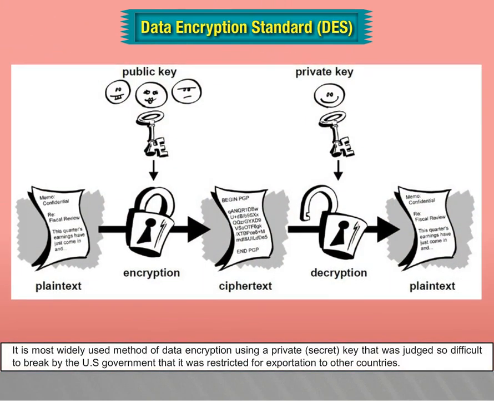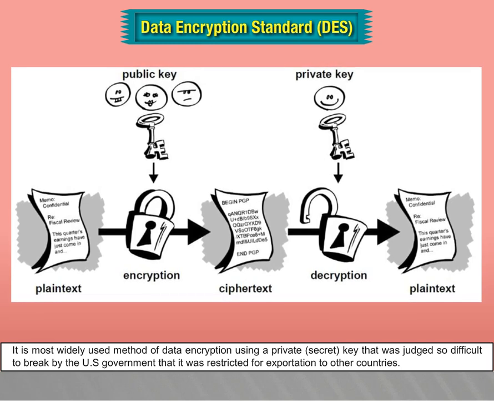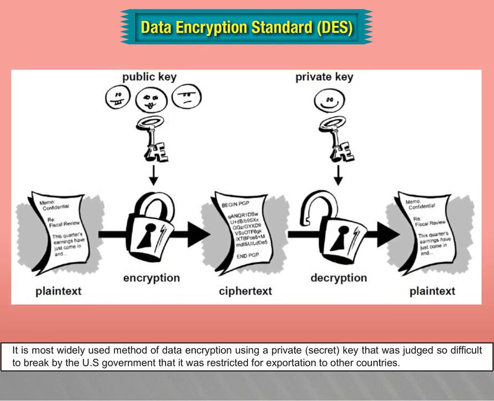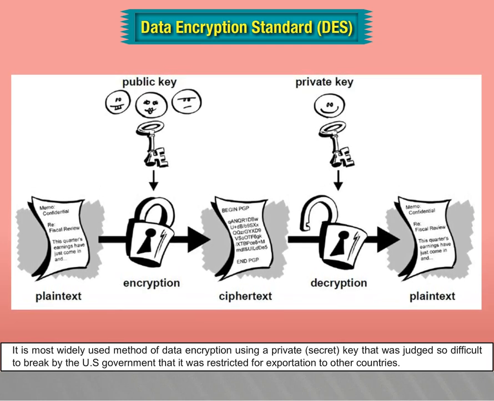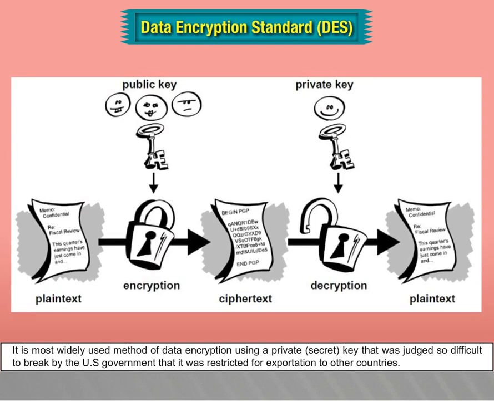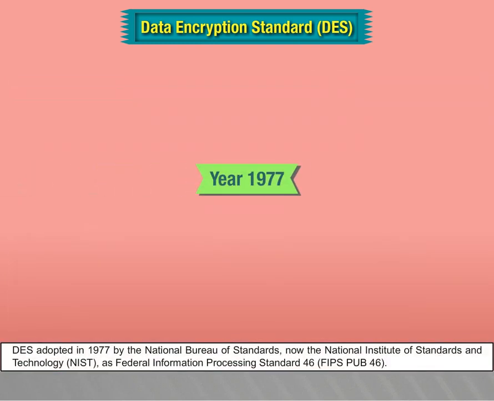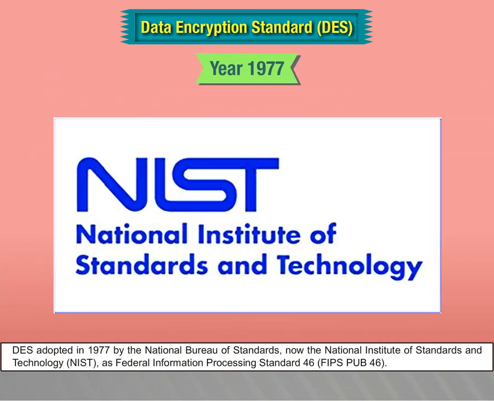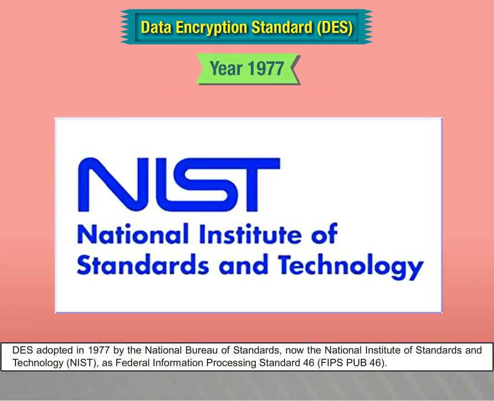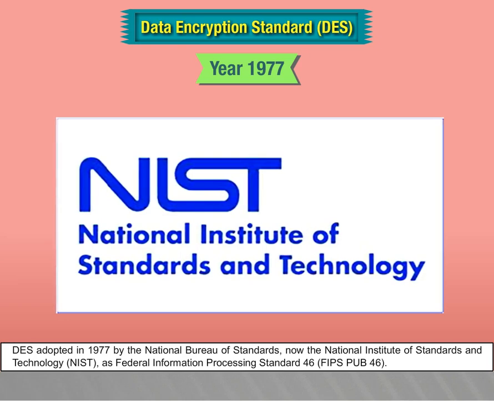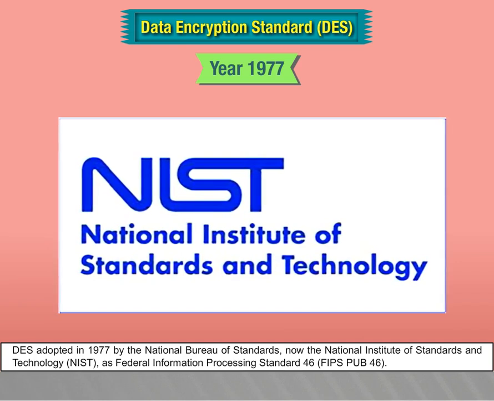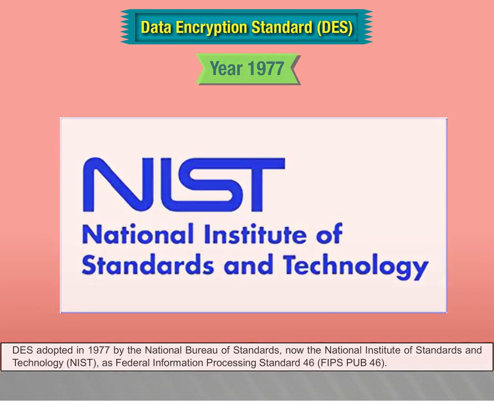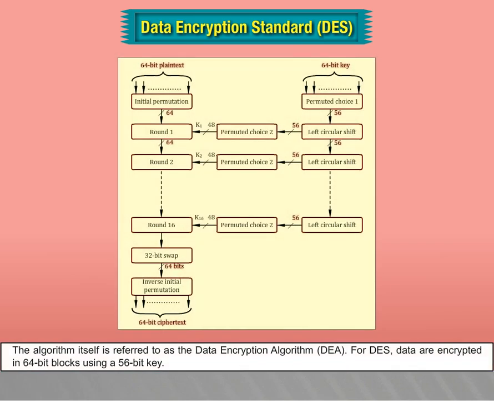It is the most widely used method of data encryption using a private key, that is, a secret key, that was judged so difficult to break by the US government that it was restricted for exportation to other countries. DES was adopted in 1977 by the National Bureau of Standards, now the National Institute of Standards and Technology, that is NIST, as Federal Information Processing Standard 46, FIPS PUB 46. The algorithm itself is referred to as the Data Encryption Algorithm, DEA.